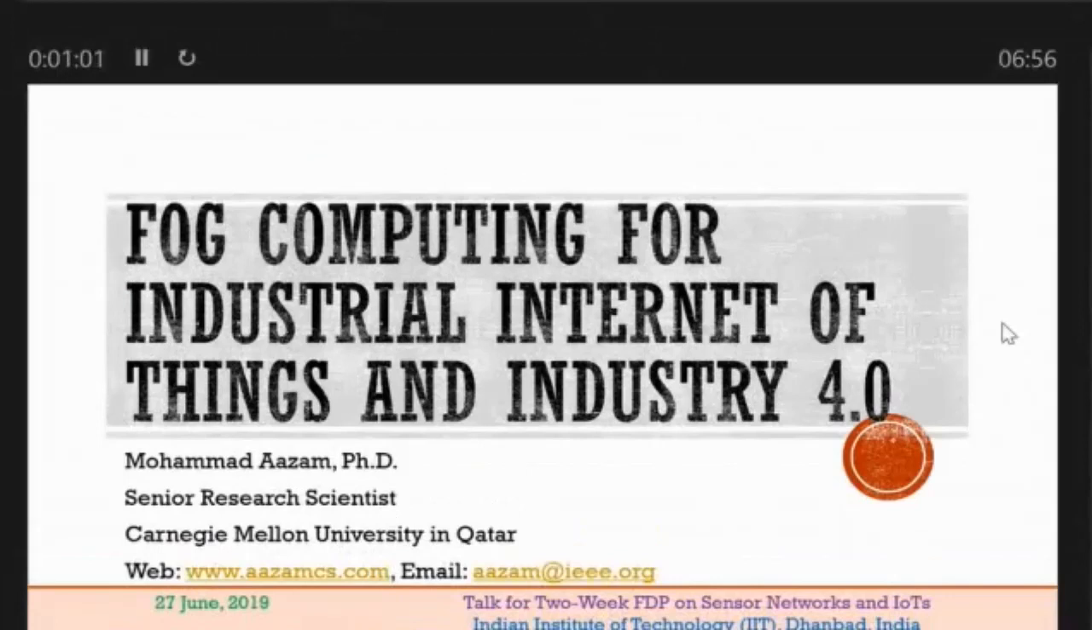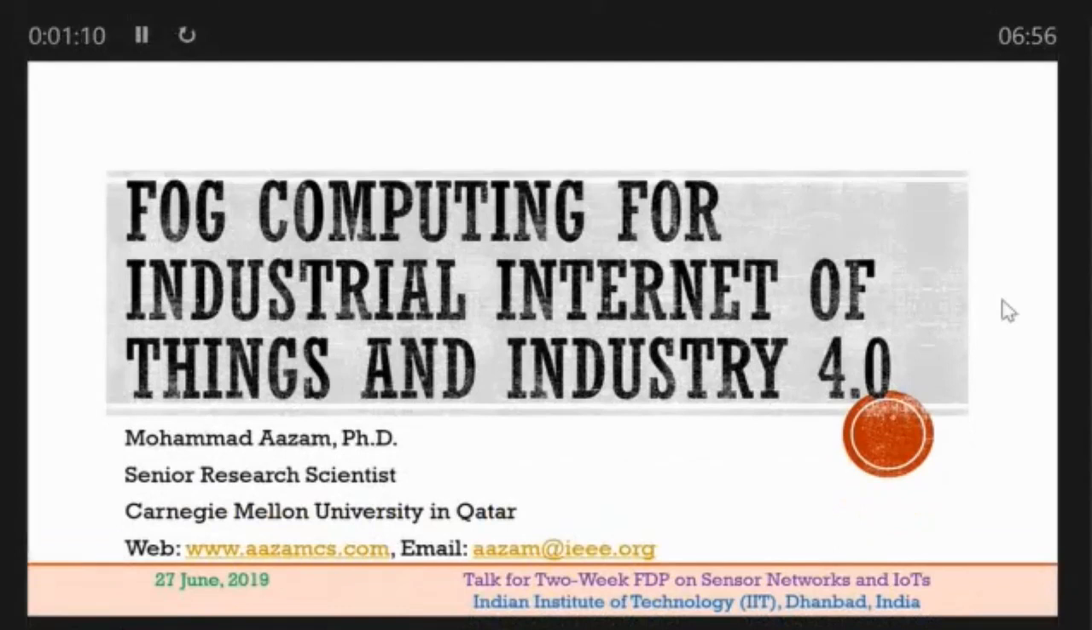My area of work is mainly cloud computing and Internet of Things, and I work on a middleware technology that is related to both cloud computing and Internet of Things. It is known as fog computing and edge computing.